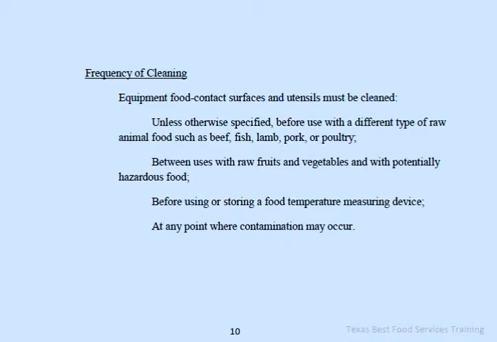Frequency of cleaning. Equipment, food contact surfaces, and utensils must be cleaned, unless otherwise specified, before use with a different type of raw animal food, such as beef, fish, lamb, pork, or poultry. Between uses with raw fruits and vegetables and with potentially hazardous food, and before using or storing a food temperature measuring device, or at any point where contamination may occur.